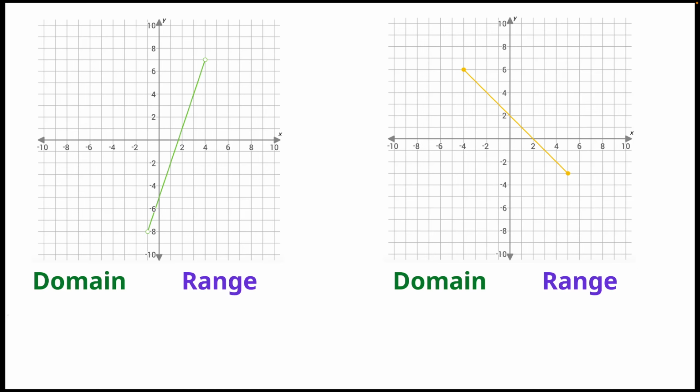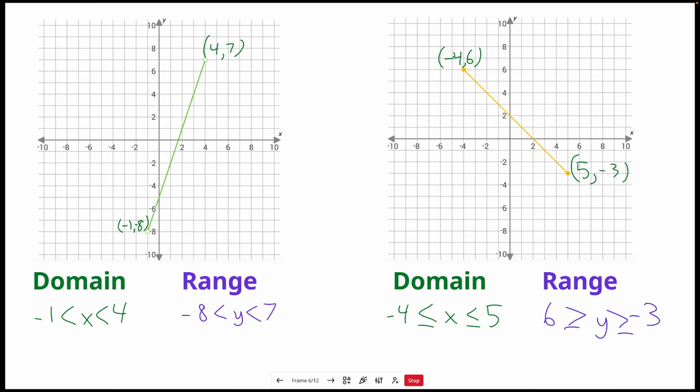Okay, now that you've had time to work these problems, let's check your solutions. For the first problem, you should have gotten a domain, x has to be greater than -1 but less than 4, and the range, y has to be greater than -8 but less than 7. And for the second problem, you should have gotten that x has to be greater than or equal to -4 but less than or equal to 5. And the range should have gotten y is less than or equal to 6, but greater than or equal to -3.